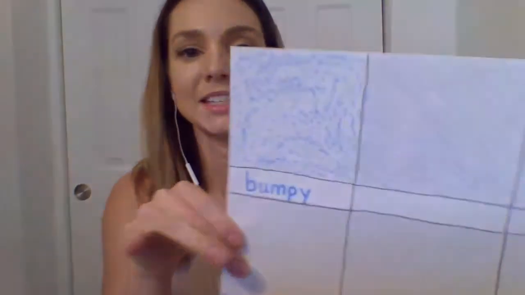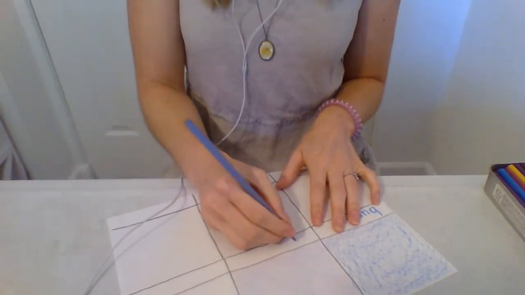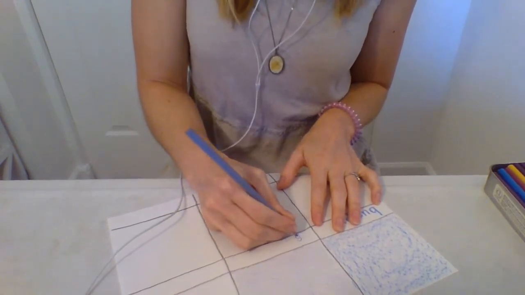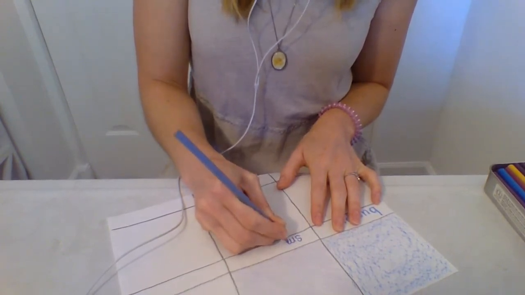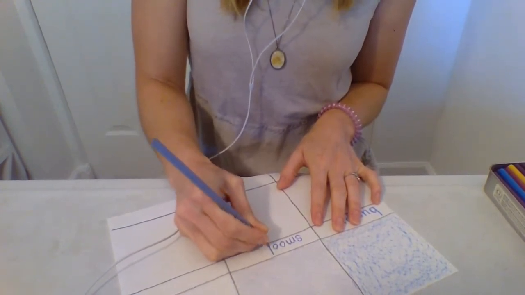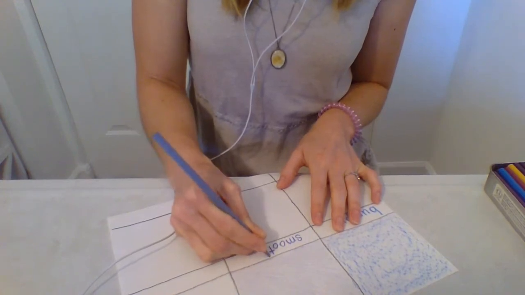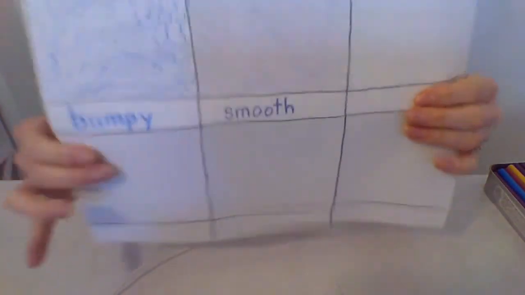Okay, so this is the texture of my table. Not really bumpy. It's actually pretty smooth. So that will be my adjective that I'll write neatly underneath. There, smooth.